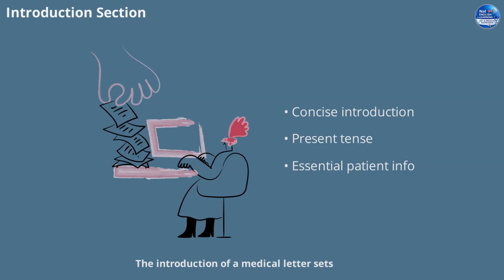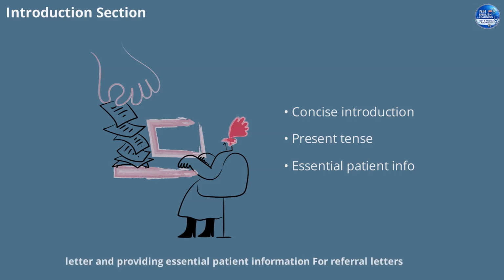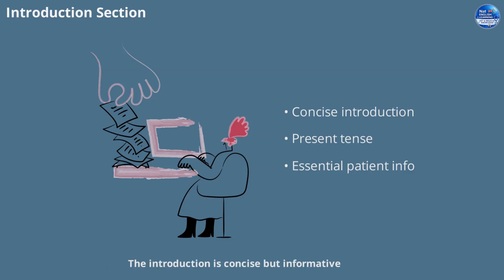The introduction of a medical letter sets the stage for the rest of the communication. It usually consists of 2 sentences in the present tense, briefly outlining the purpose of the letter and providing essential patient information. For referral letters, the introduction explains why the patient is being referred and thanks the recipient for their attention. For discharge letters, it updates the recipient on the patient's status and recovery. The introduction is concise but informative, ensuring the reader understands the context immediately.